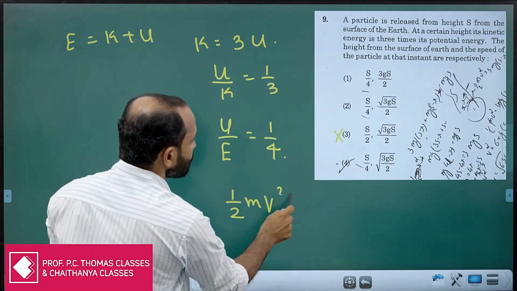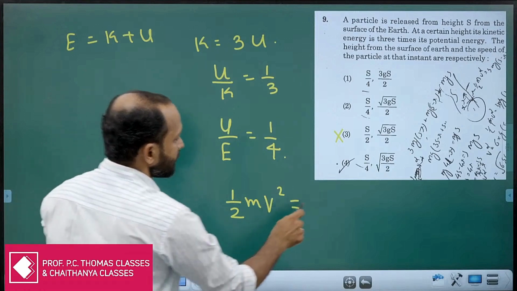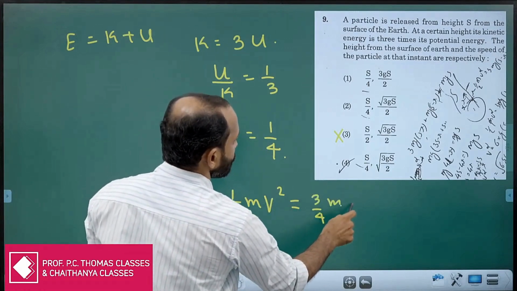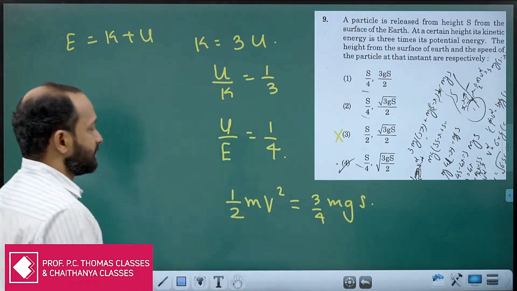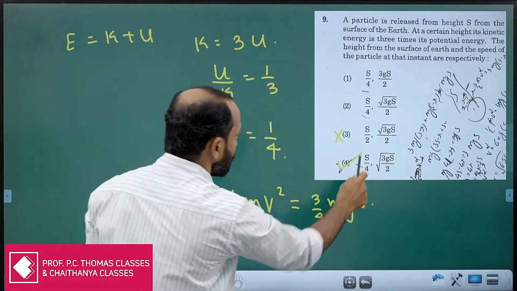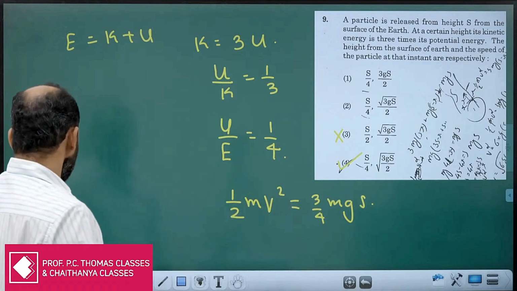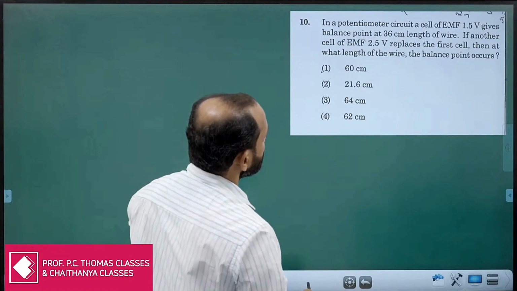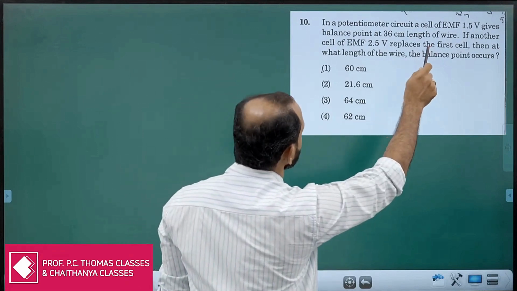Kinetic energy, half mv square, is equal to the loss. What is that? 3/4 of mgs. S is the height. You will get the answer, the fourth option, when substituting for V. The 10th one, potentiometer. EMF of first cell is 1.5 volt.